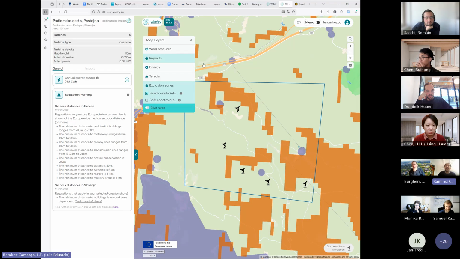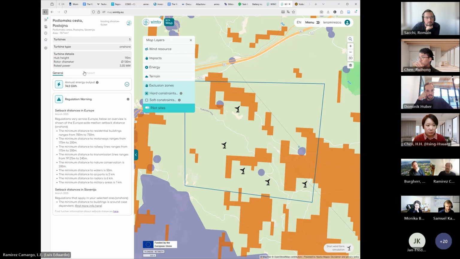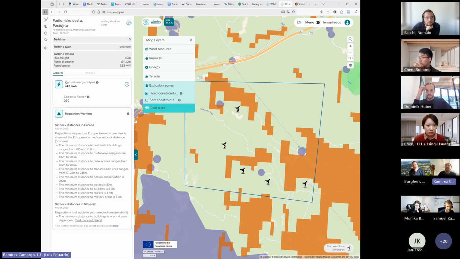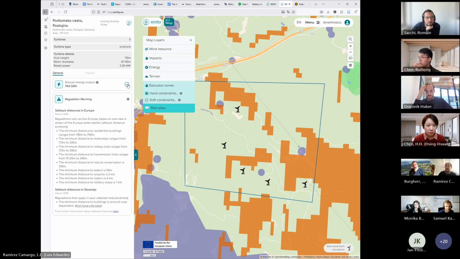And then based on these locations, you get a lot more information. You get the annual energy output, you get an estimation of the capacity factor. Also, Monica gathered data on regulations for the continents, and for the countries where we have a lot of data, this section of setback distances is very, very long.